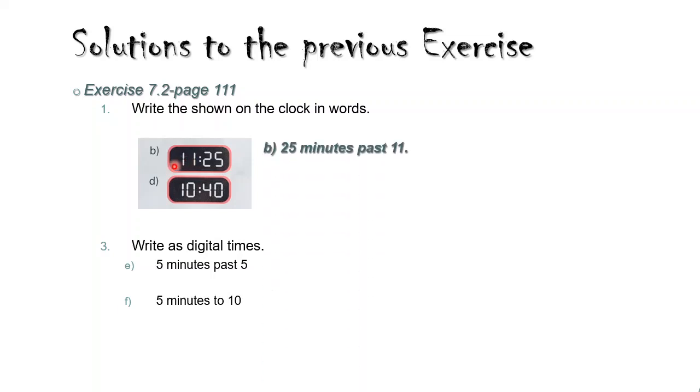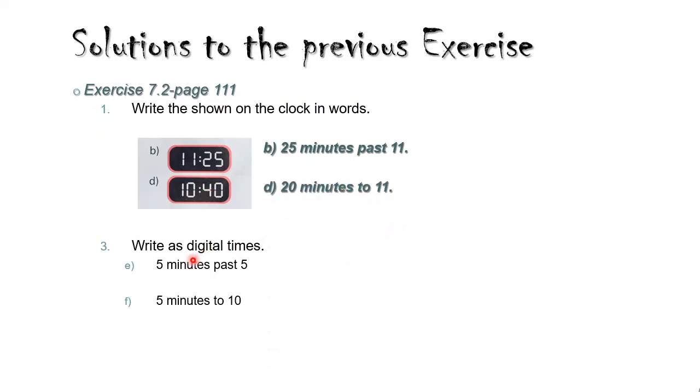Then D. For D we have 10:40. Here your minutes are more than 30, so you have to mention how many minutes are left to go to the next hour. The next hour is 11. An hour is equal to 60 minutes, so 40 minutes have already gone, so how many are left? Only 20 minutes. So you say 20 minutes to 11.